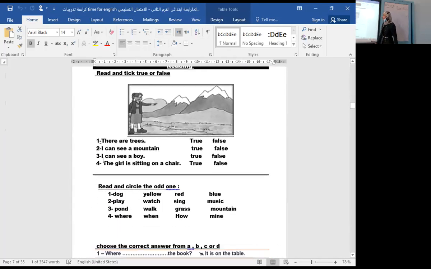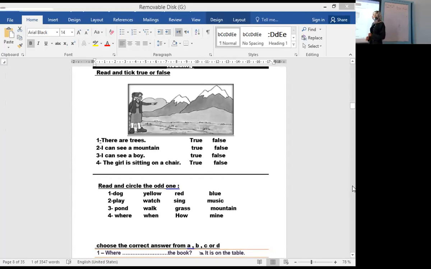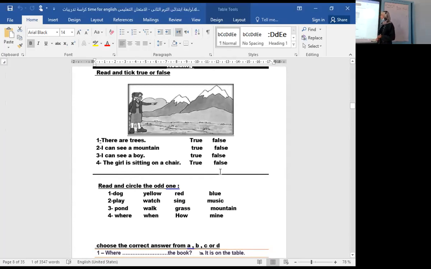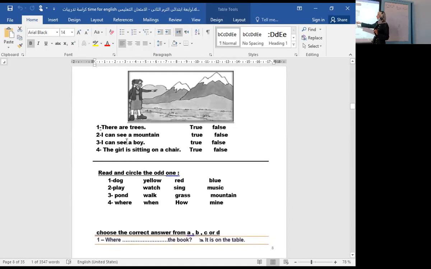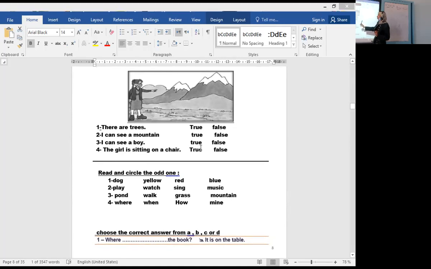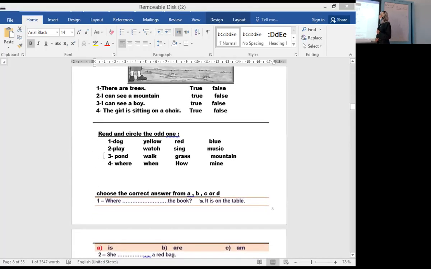And here we have some exercises on unit 8. Read and choose true or false. There are trees. Look at the picture. All these trees. So the answer is false. They are not trees. They are called mountains. I can see a mountain. True. These are mountains. I can see a boy. This is a boy. No. So the answer is false. And the last one, the girl is sitting on a chair. Is she sitting on a chair or standing? The answer is false because the girl is standing.